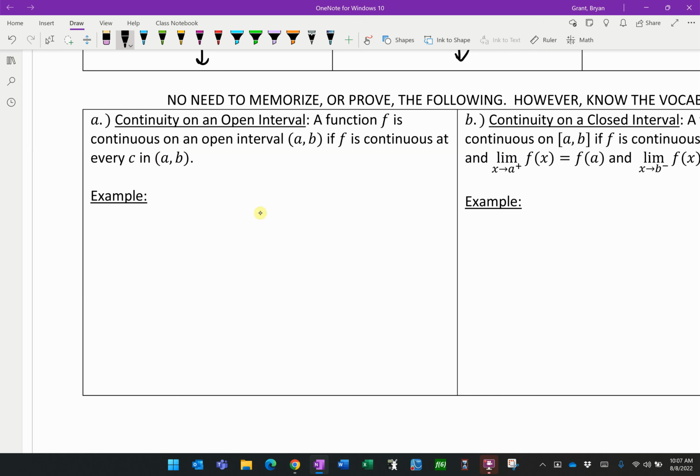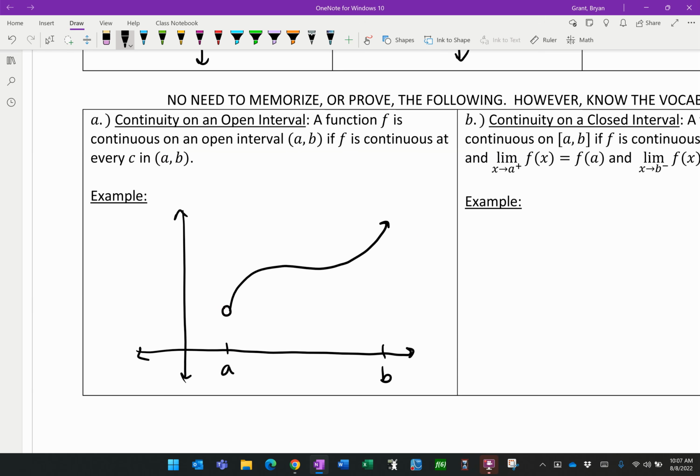So here is continuity on an open interval, and I'm just going to do kind of a first quadrant graph to show you right now. Here is a, here is b. I'm going to do an open circle at a and then do the stereotypical math teacher graph like so. It's usually just a little squiggle, and I'm not going to worry about what's going on over there. There could be an arrow, open circle, closed circle. Continuity on an open interval, though, means ignore x equals b, ignore x equals a.